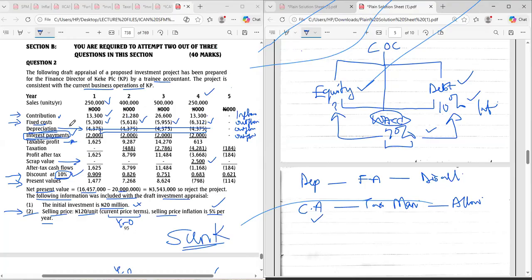Can you come again, sir? Yes, I will come again for your sake. Interest payments included in the appraisal isn't relevant as this has been taken care of by the discount rates. Everybody's clear with this, Abby?